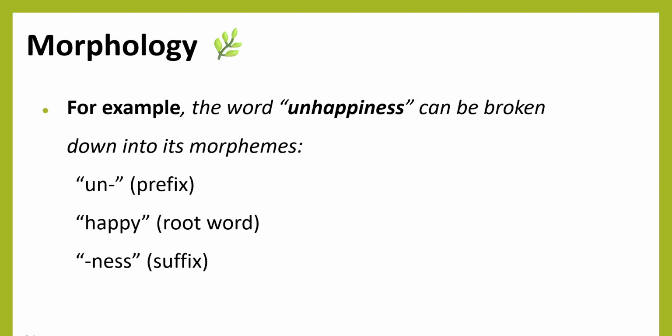Next comes morphology, which is the study of the internal structure of words and how they are formed from smaller units called morphemes. So morphemes are the smallest unit of language that carry meaning. For example, the word unhappiness can be broken down into its morphemes. Un, that is prefix, happy is the root word, ness is the suffix here.